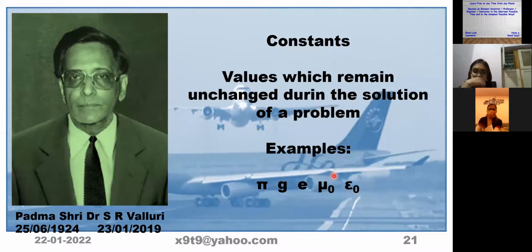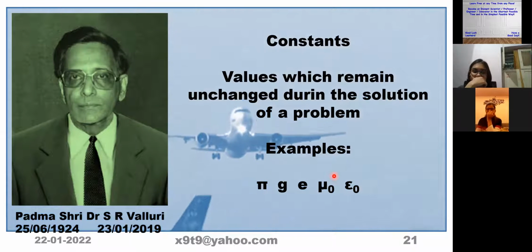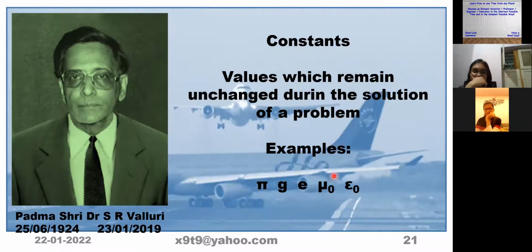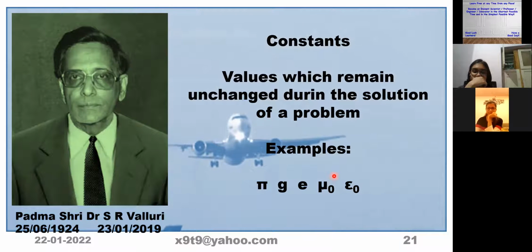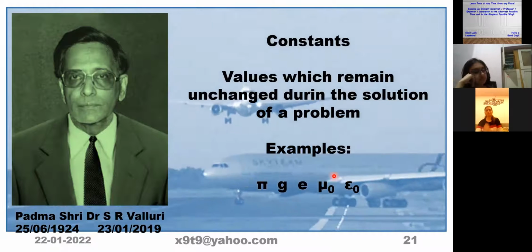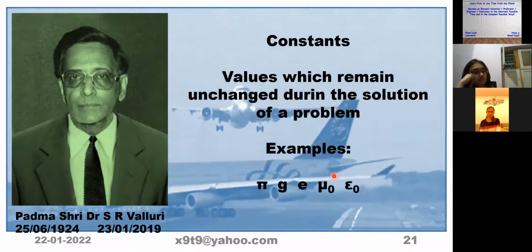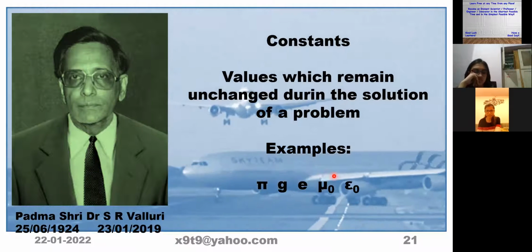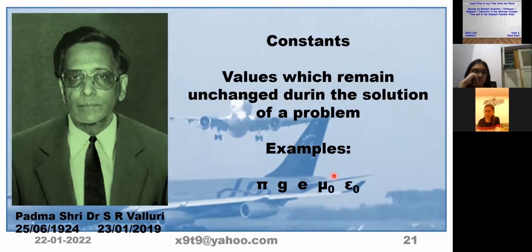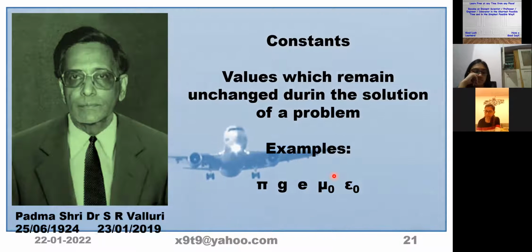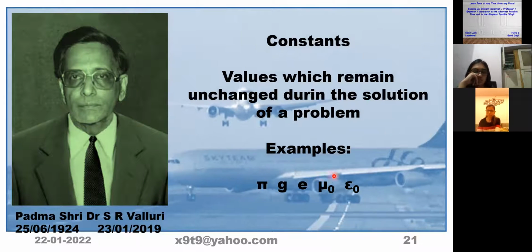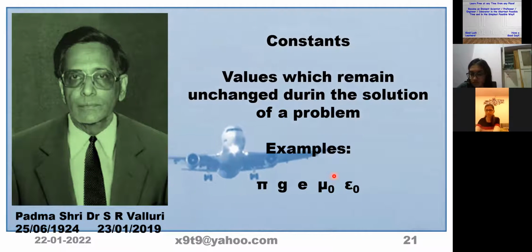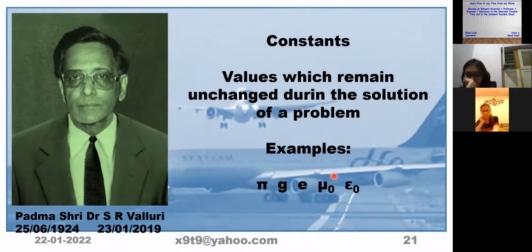Now we have to learn something about constants. The dictionary meaning of constant is any quantity that remains unchanged. But we will not be able to understand correctly what a constant is. So here we can say values which remain unchanged during the solution of a problem. While solving a problem, we may have several pieces of information. Some values do not change, some values may change. Items which do not change their value while solving a problem are called constants.